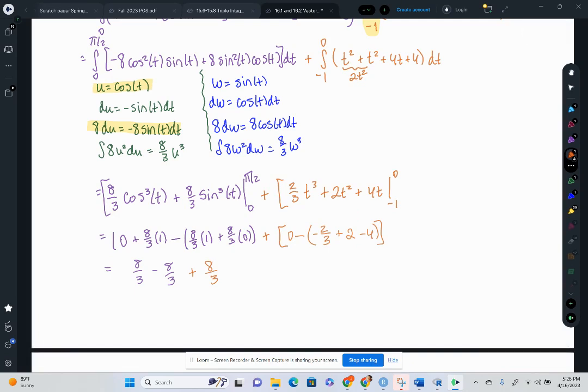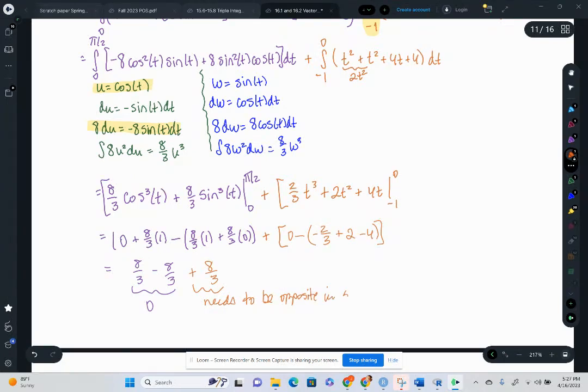Okay, but on the right, in the purple, I've got the 8/3 minus 8/3, which is just 0. And then this one needs to be opposite in sign because we need a forward direction on the curve.